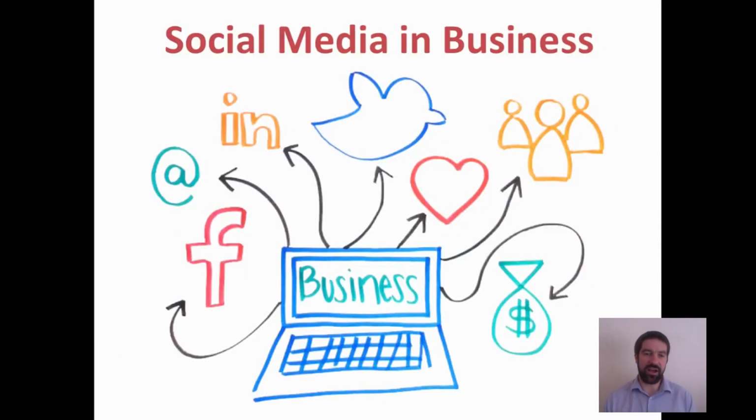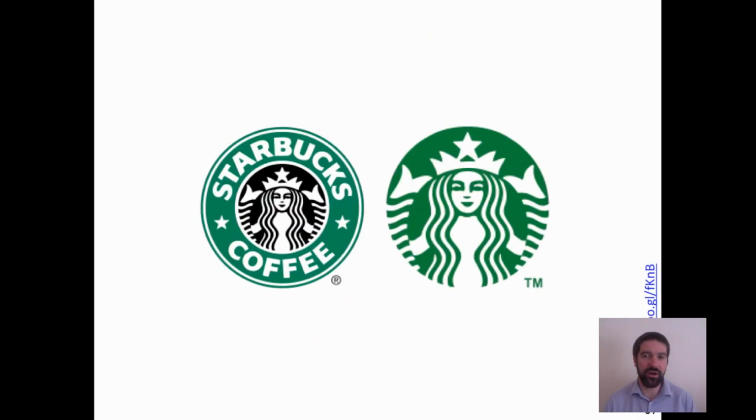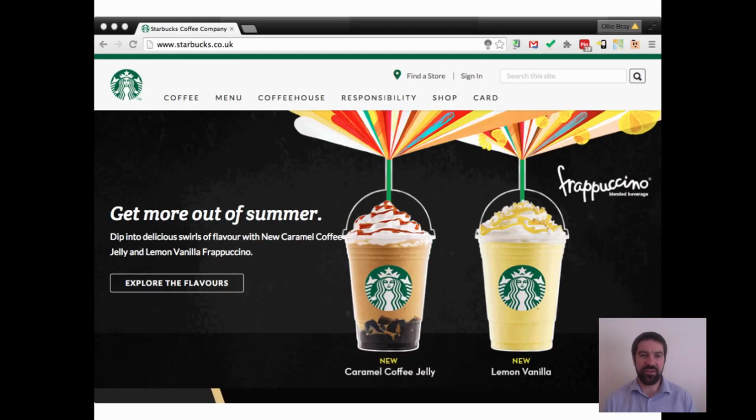Let's have a look now at a couple of businesses that are using social media really well. We're going to start with Starbucks. Now, Starbucks, I think, was one of the early adopters of social media and has also done some interesting things with social media over time. So, for example, Starbucks has got a really, really good website. Interestingly, it's built in WordPress, an open source piece of software for developing websites.